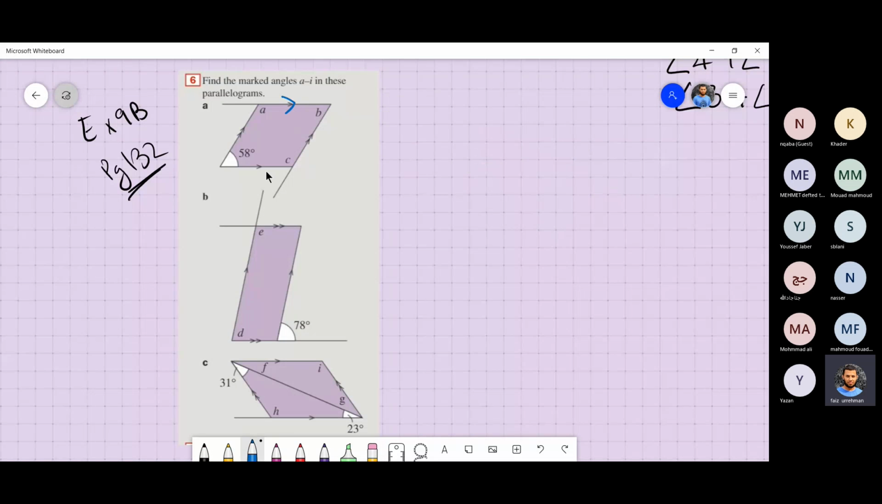Can you see this arrow? Yes, you can see it. That means they are parallel. What about these two double arrows? It also means they are parallel. Okay. Now 58 is given.